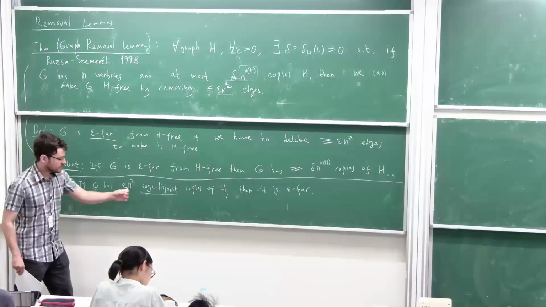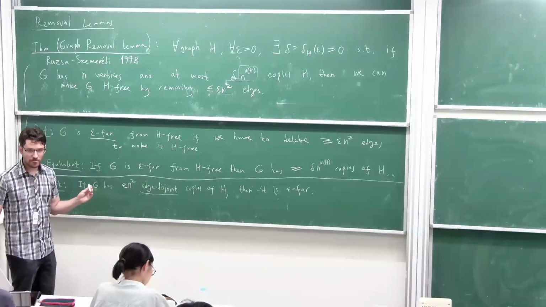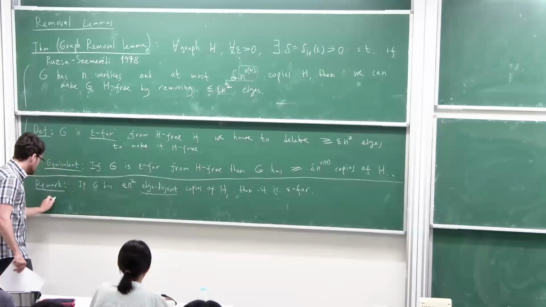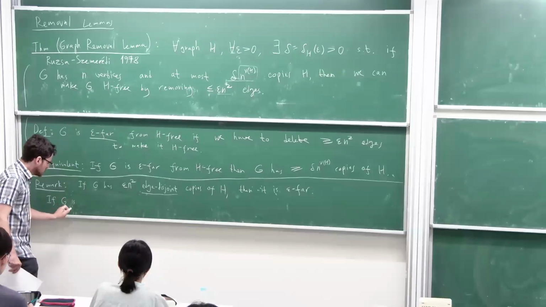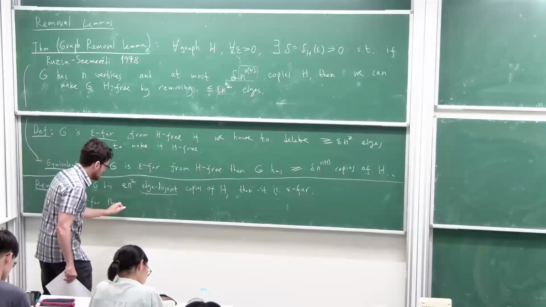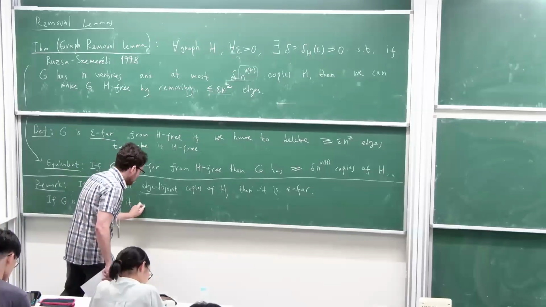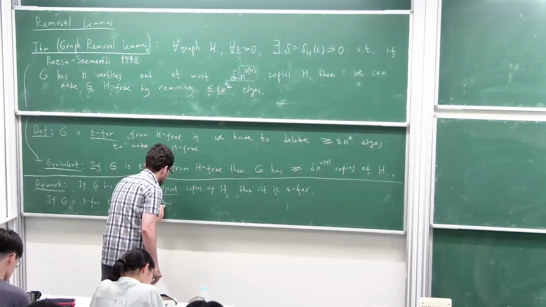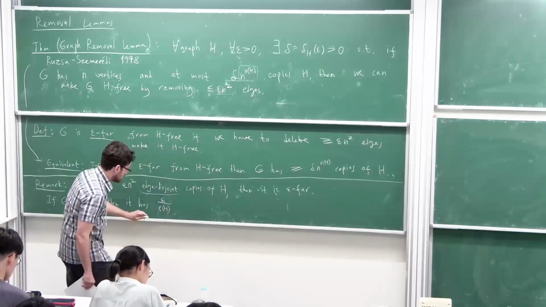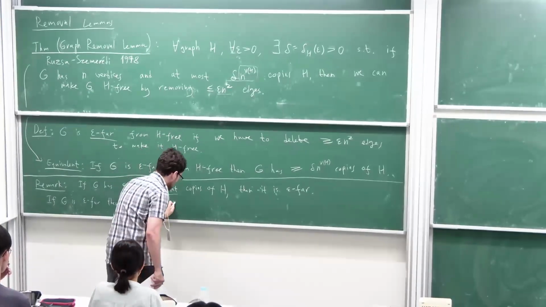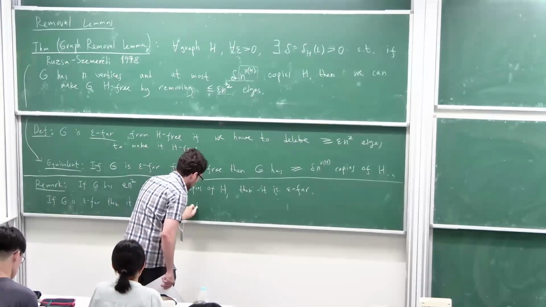But actually, the reverse implication is also true up to constant factors. If G is epsilon-far, then it has epsilon over the number of edges of H, there is a constant factor here, times n squared edge-disjoint copies of H.